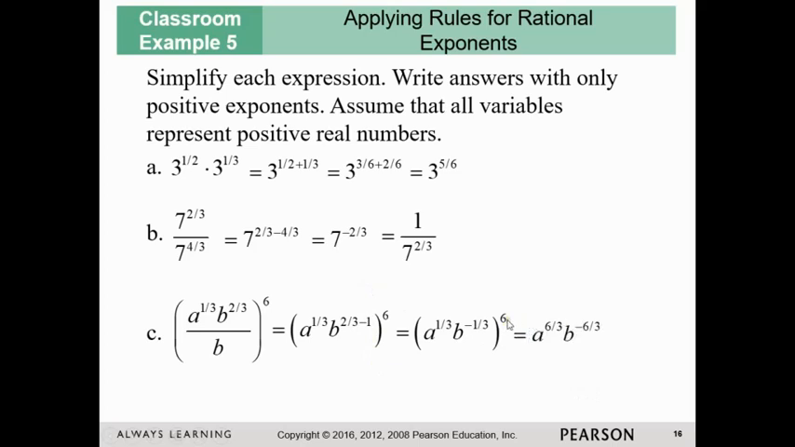Now we apply the 6 to this product here, and we do that by multiplying the 6 times the appropriate exponent there. Using the rules of multiplying fractions, we've got a to the 6/3, and we've got b to the negative 6/3. So that becomes a squared, and then we've got b to the negative 2, which we've got to write using positive exponents. So we end up with a squared over b squared.